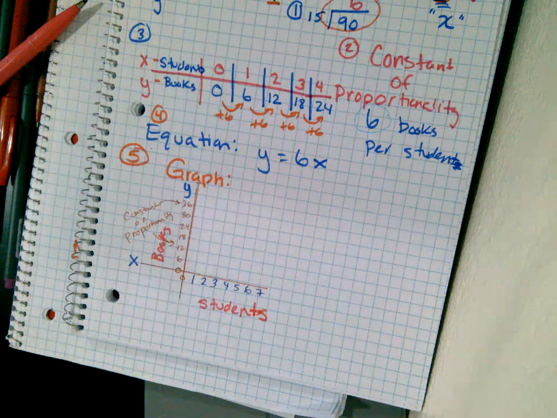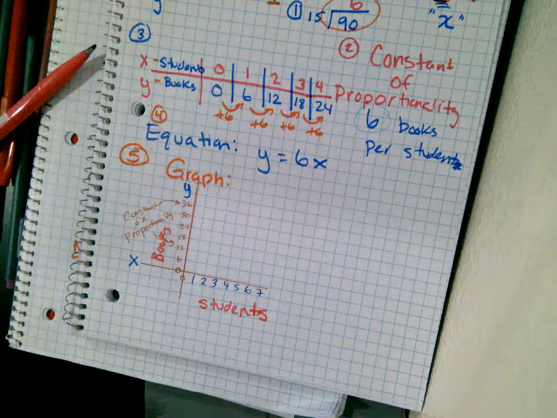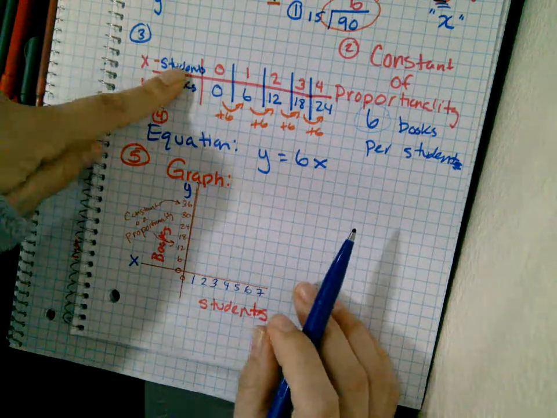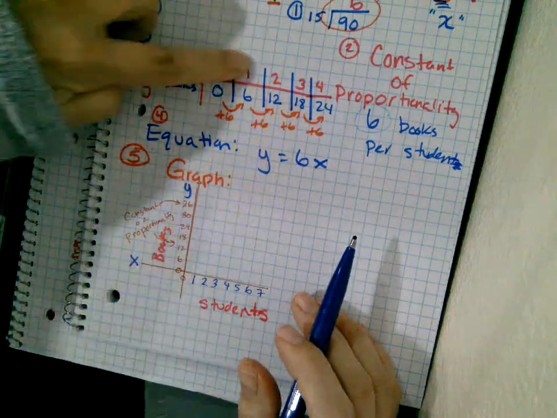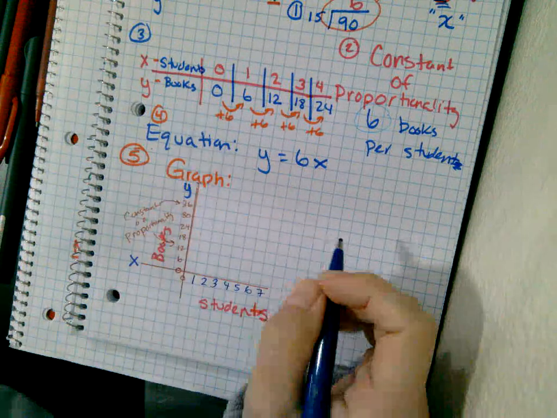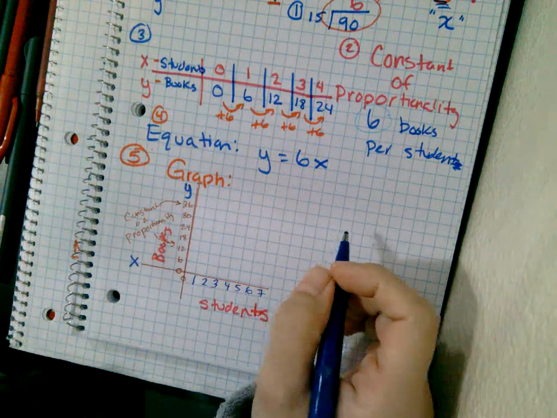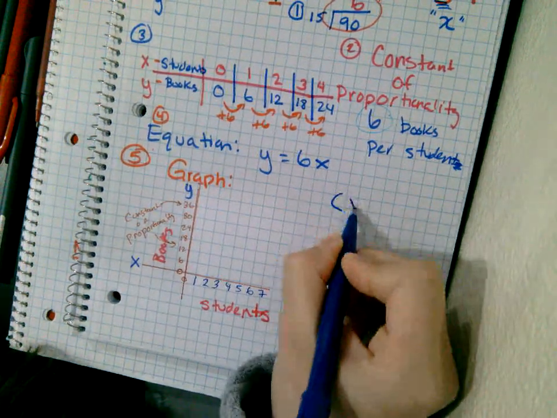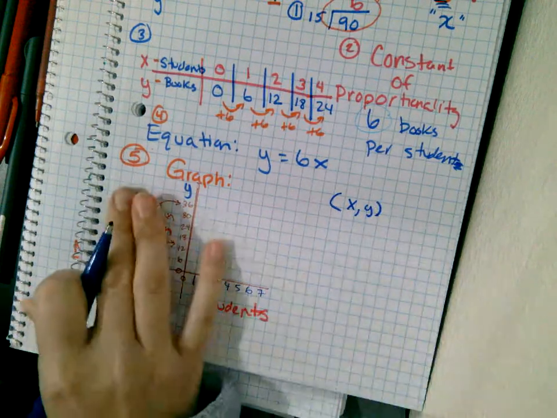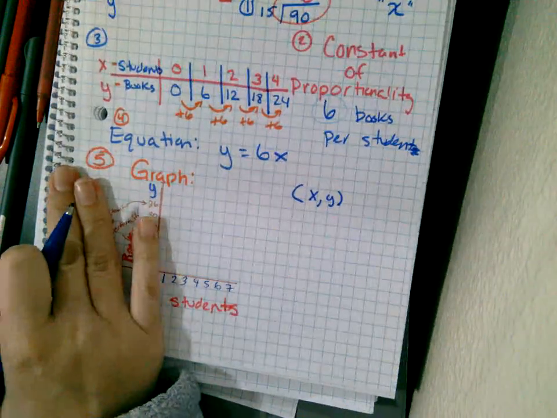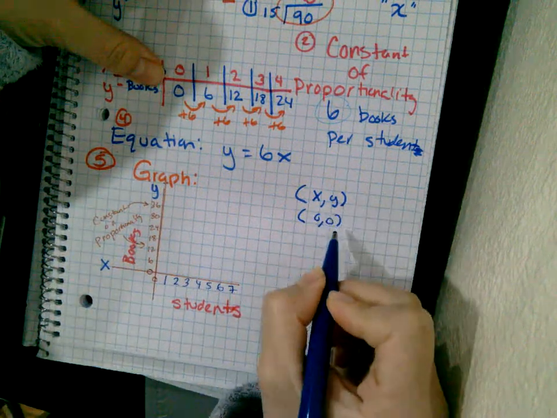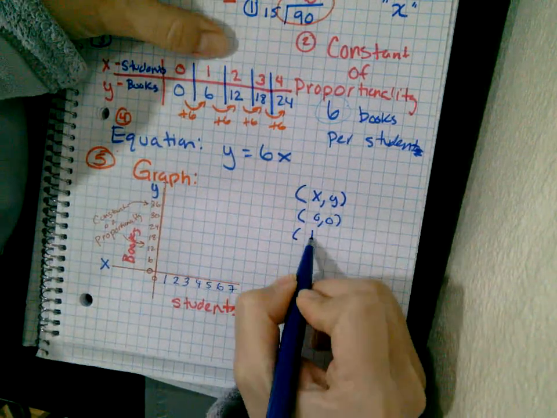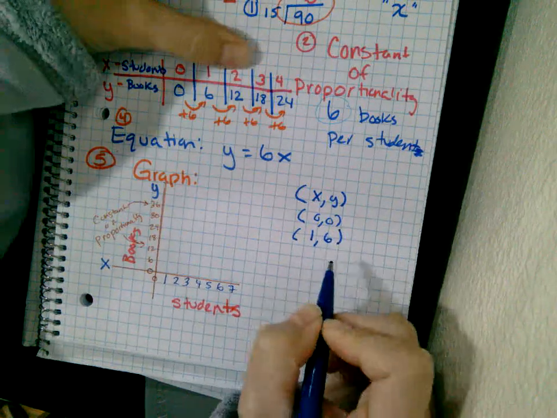All right, now we're going to graph it. What do we graph? You graph your table. That's why we did a table. The table is used to graph. These numbers on your table are called ordered pairs in the form of X, comma, Y. If you've ever graphed, that's what you were graphing, ordered pairs. So my first pair is 0, 0. My second pair is 1, comma, 6.